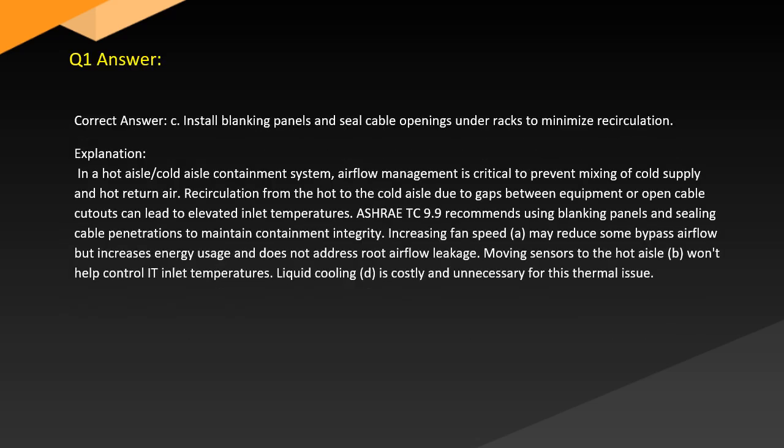Answer. Correct answer: C. Install blanking panels and seal cable openings under racks to minimize recirculation. Explanation. In a hot aisle cold aisle containment system, airflow management is critical to prevent mixing of cold supply and hot return air. Recirculation from the hot to the cold aisle due to gaps between equipment or open cable cutouts can lead to elevated inlet temperatures. ASHRAE TC 9.9 recommends using blanking panels and sealing cable penetrations to maintain containment integrity.